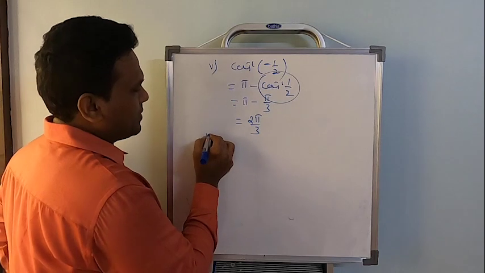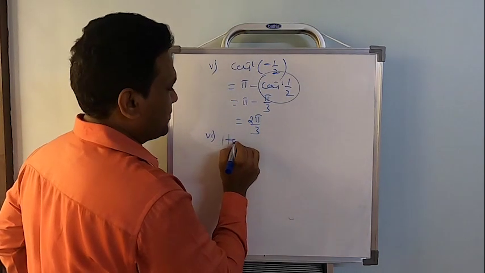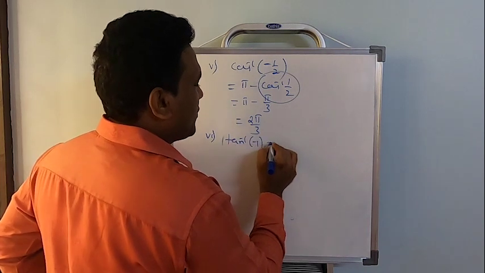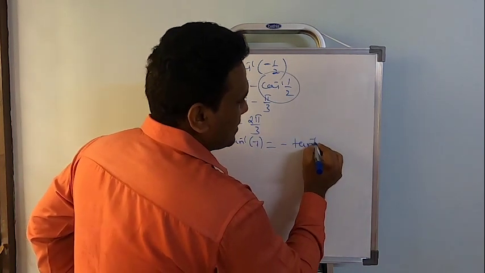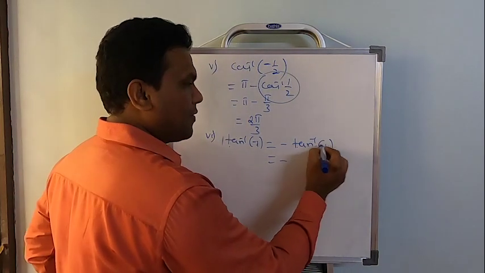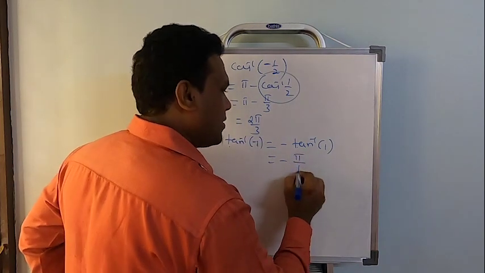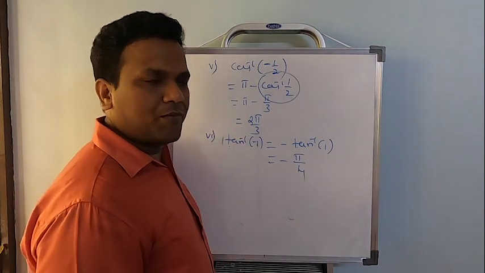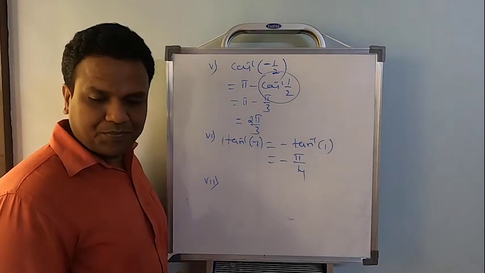Problem number 6 is given as tan inverse of minus 1. Tan inverse of minus 1, apply the property first. Tan inverse of minus x is minus tan inverse x, and in the tan table we are going to get 1 for 45 degrees or pi by 4. So the answer will be minus pi by 4. Let's go for the 7th one.